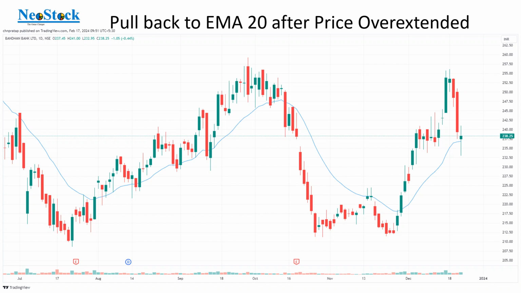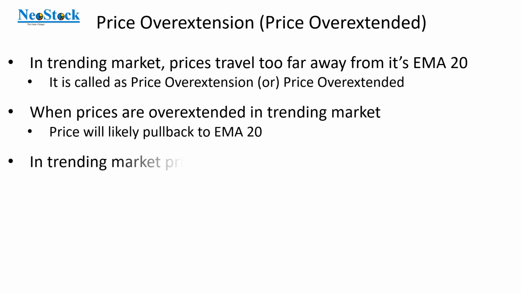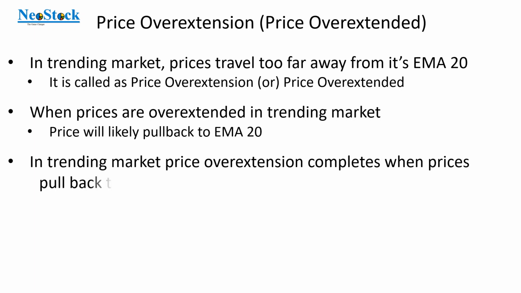The novice traders may not have clarity, but we are professional traders. We know all these concepts. We know that there is a concept called overextended. We are clearly seeing it on the charts. And we know that this overextension will be completed when there is a pullback towards its EMA 20. So in a trending market, price overextension completes when prices pull back to the EMA 20.